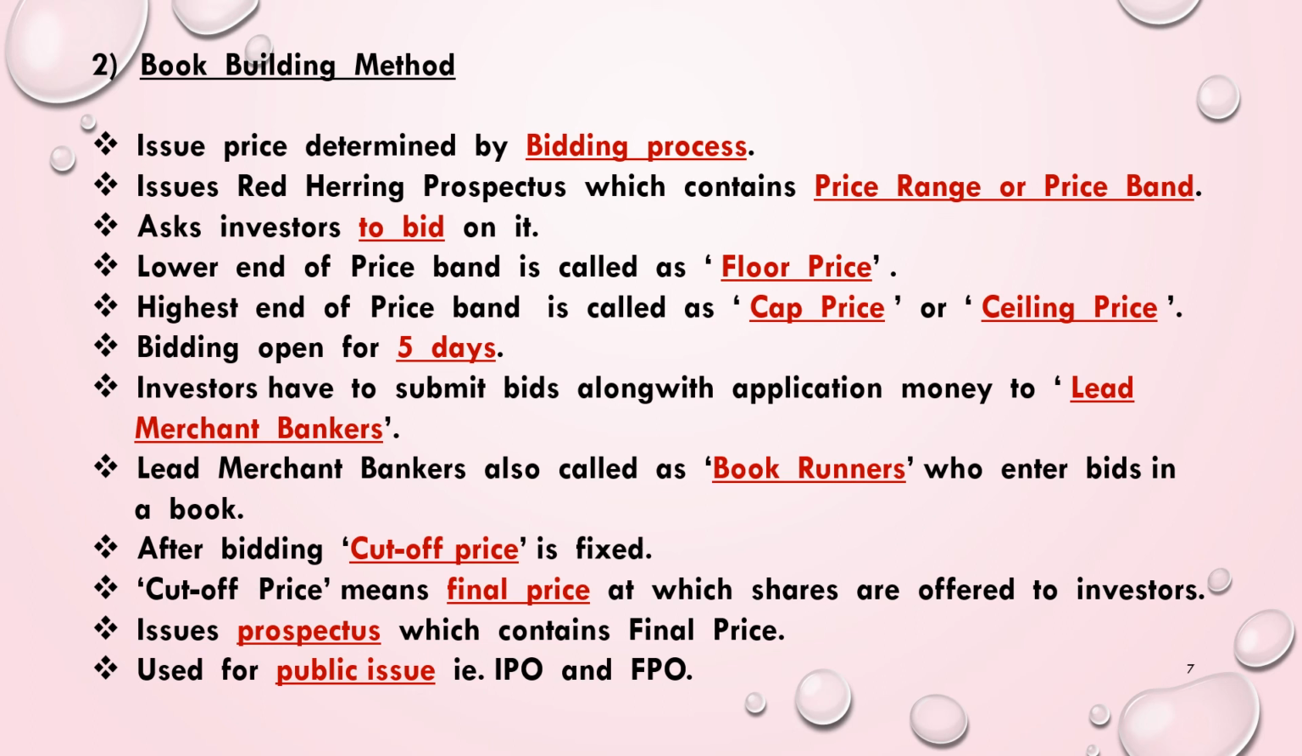So, dear students, as you can see, in the book building method, the investors are involved in the pricing method. They are given an opportunity to participate while deciding the prices of the shares, whereas in the fixed price issue method, the prices are decided by the company itself. So basically speaking, there are two methods of pricing of shares, that is the fixed price issue method and the book building method.